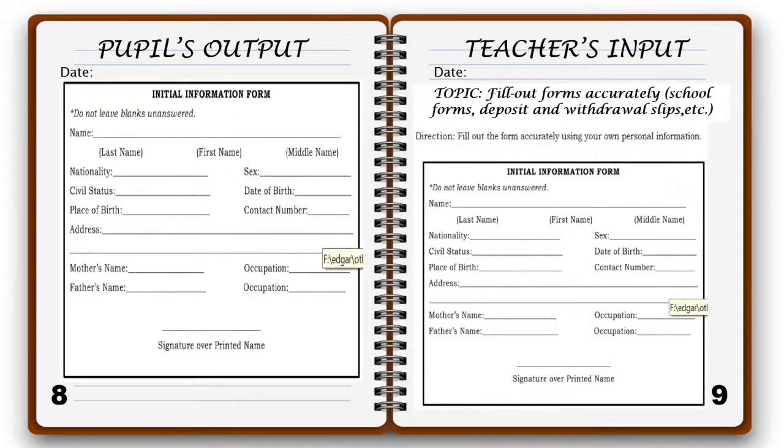And on page 9, teacher's input, another activity is to fill out the form accurately using your own personal information. That is the example of the data that you will fill out. And then on page 8, you are supposed to fill out those forms on your own. So that is your answer. Your answer must always be located on the left side of your IEN, also known as the pupil's output.